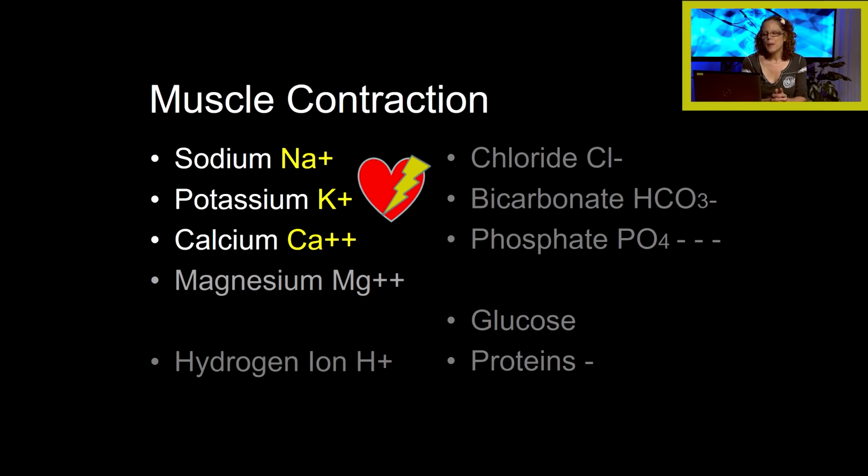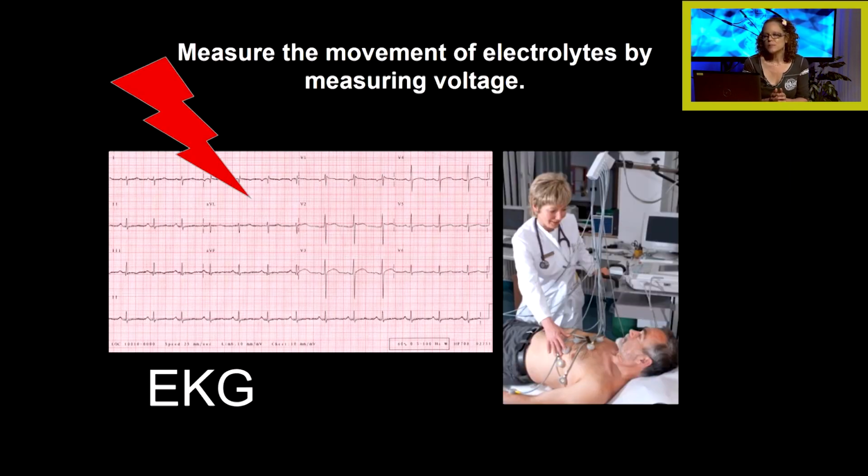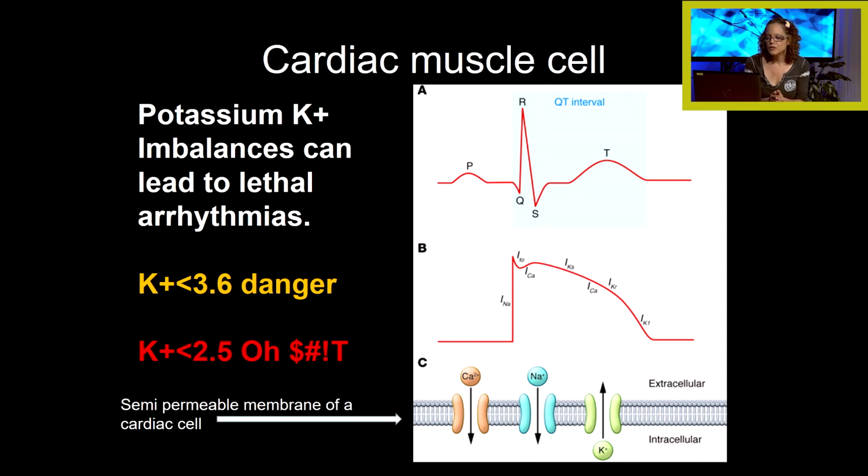So let's talk a little bit about muscle contraction. Some of the players are sodium, potassium, and calcium. And we measure the movement of electrolytes by measuring voltage. So we look at a patient's EKG. What we're looking at is the tracing of the electrical impulses of the heart. In a cardiac muscle cell, potassium imbalances can be lethal. They can lead to lethal arrhythmias.